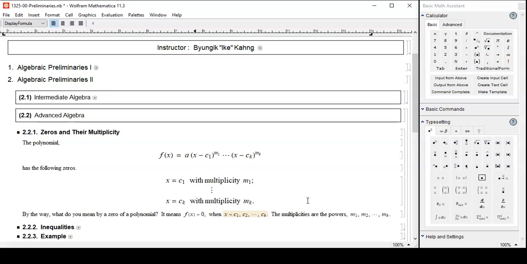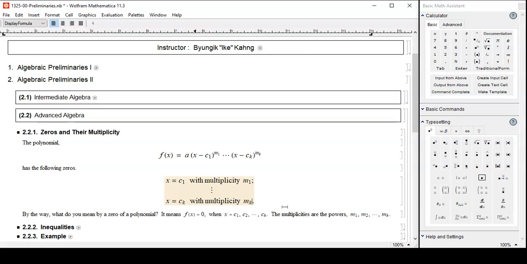Now, for each zero, look at these powers, m1, m2, m3, and so on. Those are called the multiplicities. So the first zero is c1 with multiplicity m1. The second zero is c2 with multiplicity m2, and so on. This is the last one: x equal to ck with multiplicity mk.